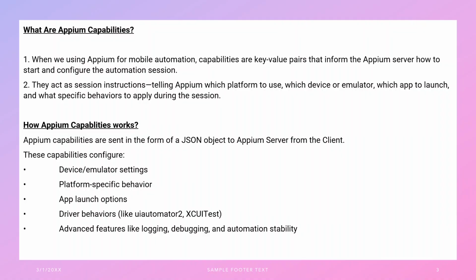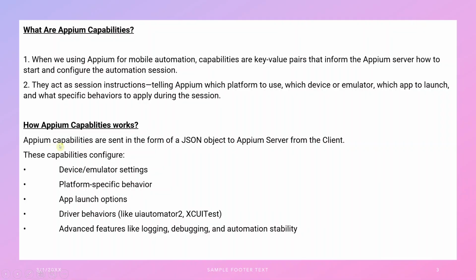Which platform to use? That is the platform name capability. Which device to use? That is the device name, UDID, app, install app. So all these instructions are provided by the capabilities. Next is how APM capabilities work.